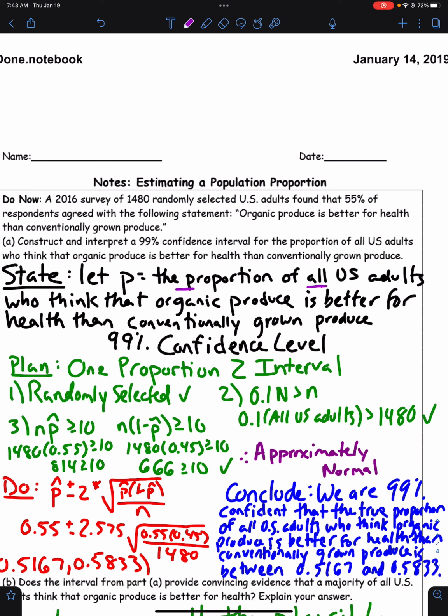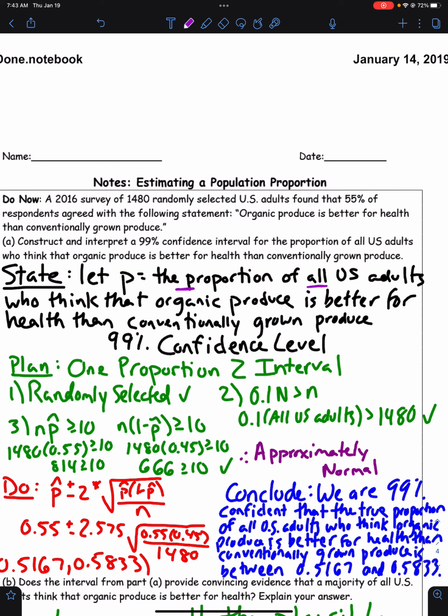So it asks us, does the interval from part A provide convincing evidence that a majority of all U.S. adults think organic produce is better for health? So majority would be over what percent? 50%? If it's 50.0001, that's a majority. So are all of the plausible percentages above 50%? And they are. So yes, we do have convincing evidence, because all the plausible values, 0.5167 to 0.5833, are all greater than 0.5.